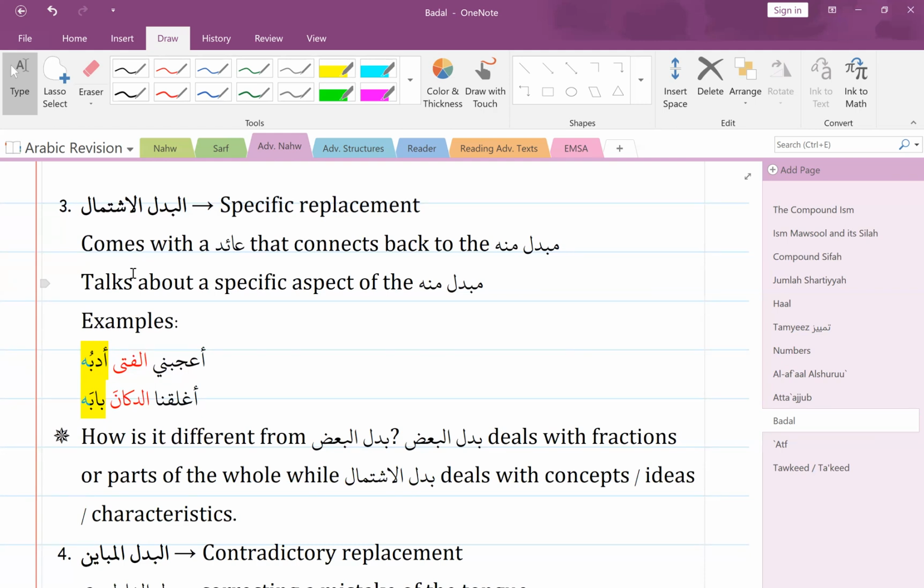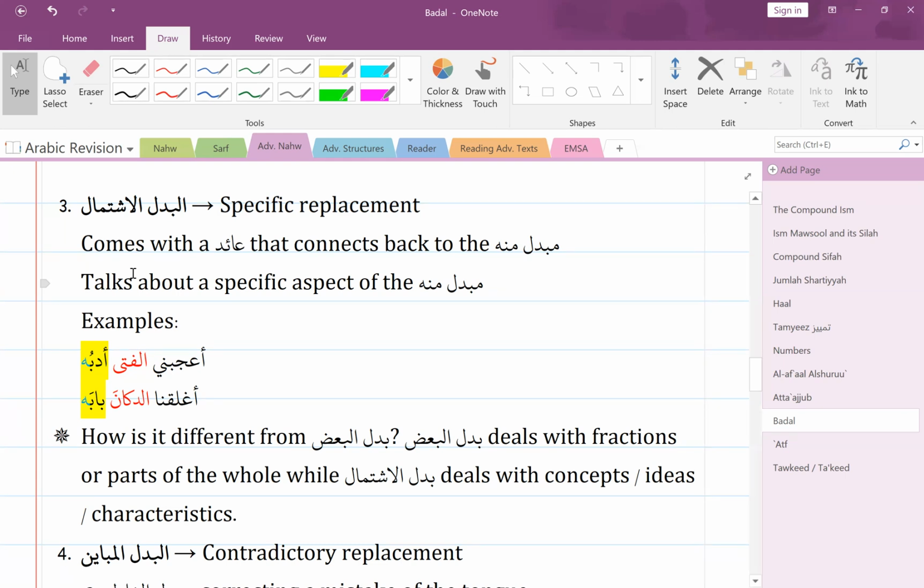Or if I said أغلقنا الدكان, we closed the shop. بابه, specifically its doors, its door. We didn't close and pack up and consider ourselves bankrupt and move to another town. No, we just close the shop. What I mean is we close the doors, specifically the doors, or the door in this case, bab, because it's singular.